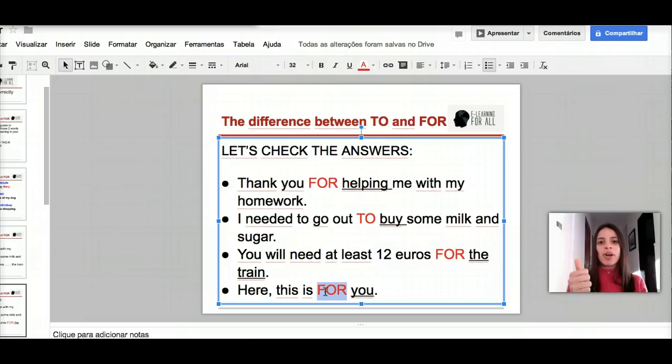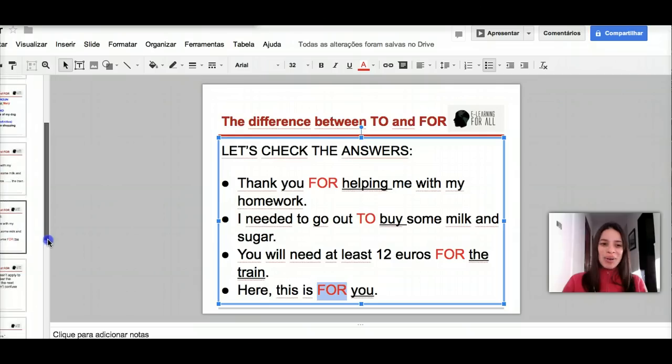Okay? Perfect. Well, this is the first explanation. It's a simple explanation to differentiate the uses of to and the uses of for. Okay? But this is not all. There's more. We have to learn a little more about it.